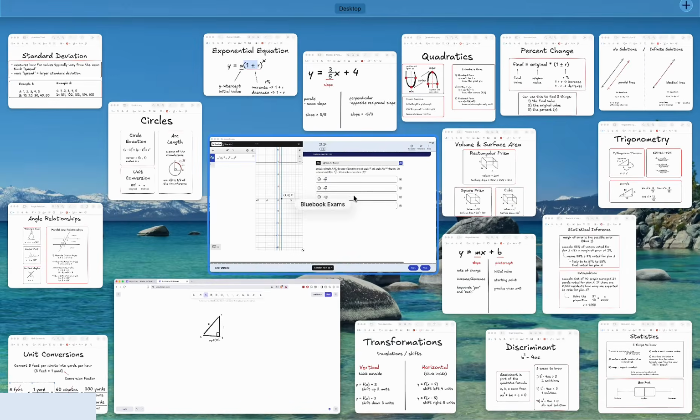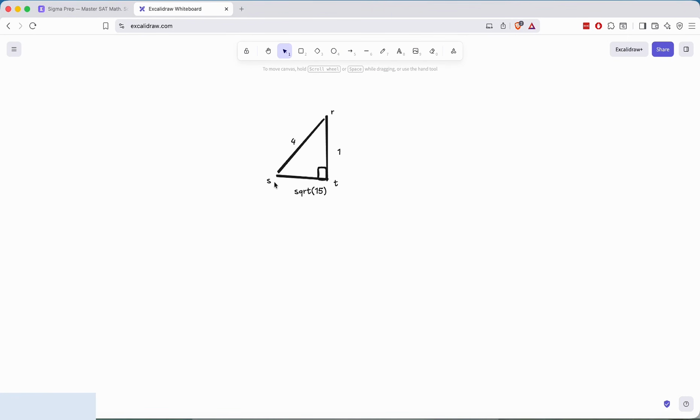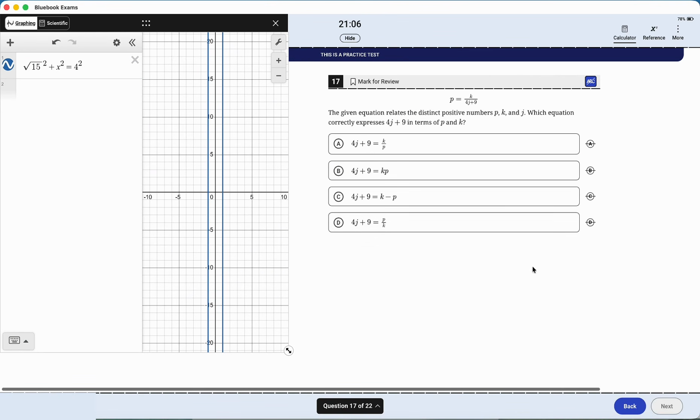And what's the final question? The final question was cosine of s, right? So cosine of s, I actually didn't really even need that. You see if I just looked at it beforehand. From s's perspective, square root 15 is the adjacent side, 4 is the hypotenuse. So this is also square root 15 over 4, right? Okay, but yeah, draw those out.